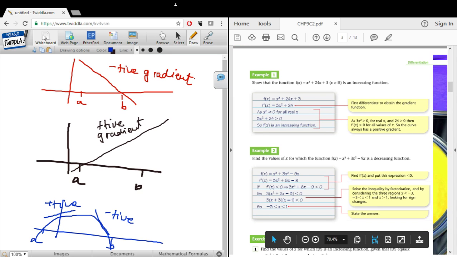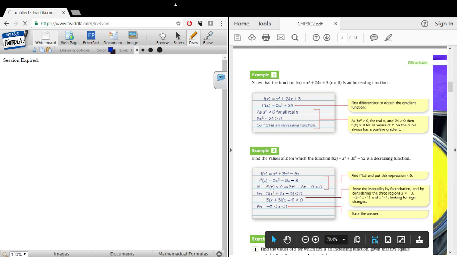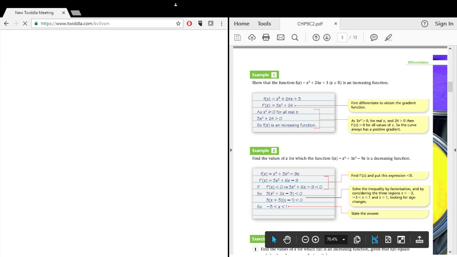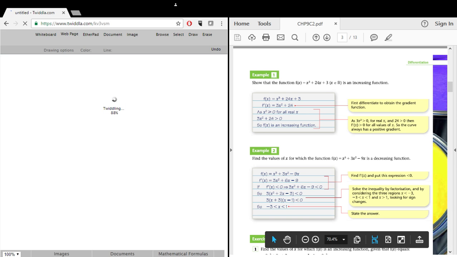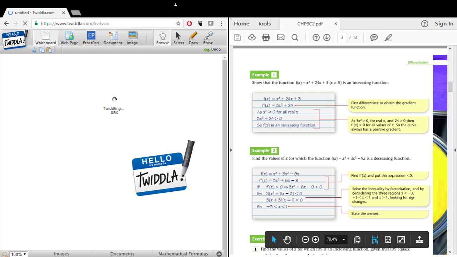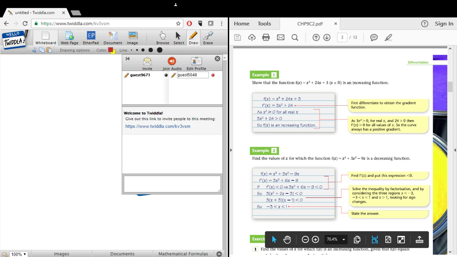Here is an example that you're asked to resolve just by looking. So 3x squared plus 24 is this equation differentiated. Now x squared is always going to be positive because anything squared is positive. Multiplied by 3, which is positive, and 24, which is positive. So we know that the differentiation is going to be positive, which means that f(x) is an increasing function.